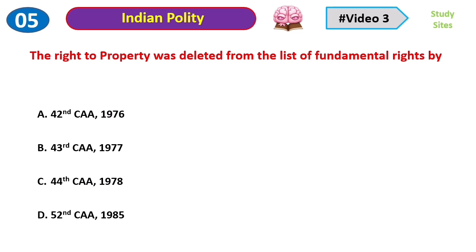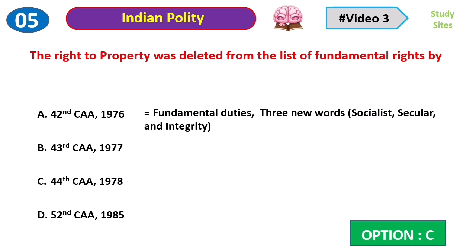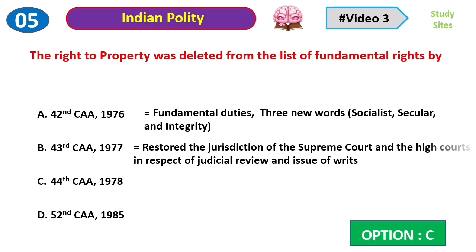The right to property was deleted from the list of fundamental rights by 44th Amendment Act of 1978. And friends, fundamental duties and three new words socialist, secular and integrity were added in the preamble of the Constitution by 42nd Amendment Act of 1976.